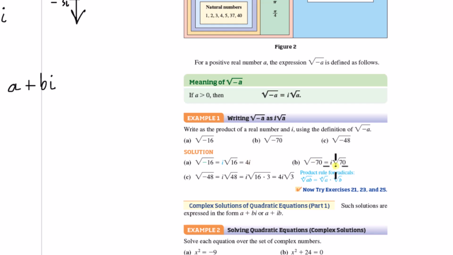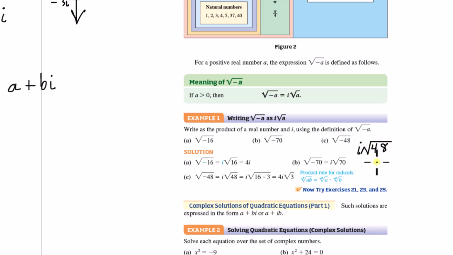So however you want to do it. Okay, what about the principal root, square root of negative 48? Well, you take out an i, and you put just the positive principal root of 48.